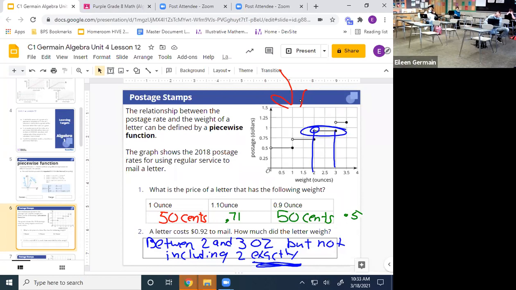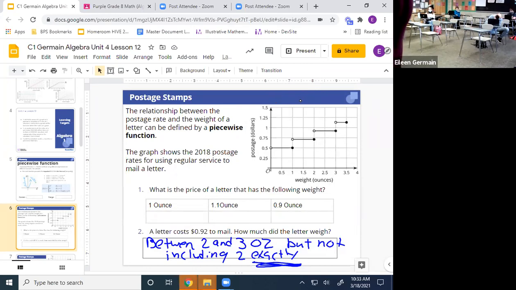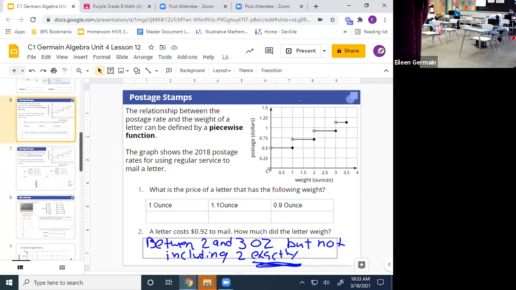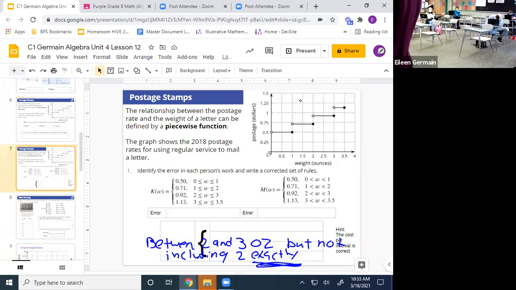Okay. Very nice. Like I said, we're taking our time. If we're not understanding, let me know, and we can slow it down. Because I think this year we've done a really good job leading up to this piecewise unit, so I don't feel like it's going to be super difficult. But if you need me to slow down, please let me know. Okay? So now it's your turn to take a look at and use this graph.